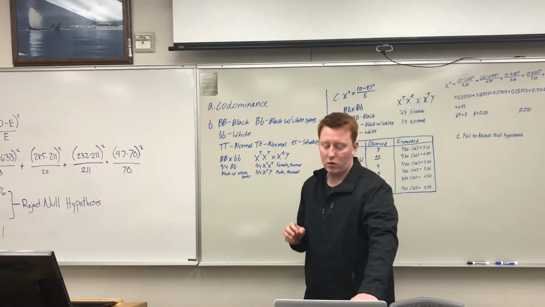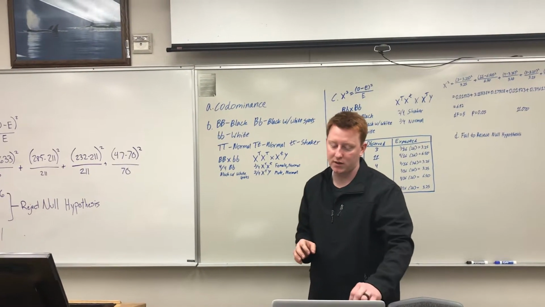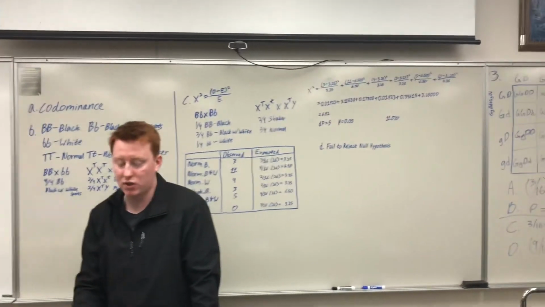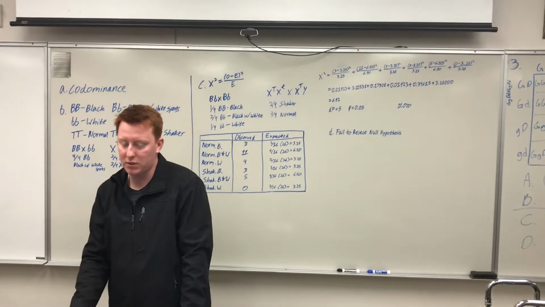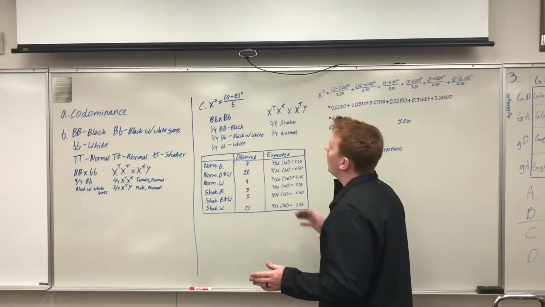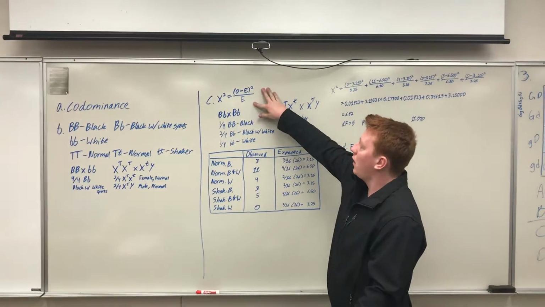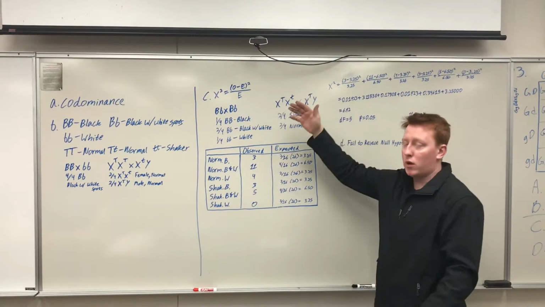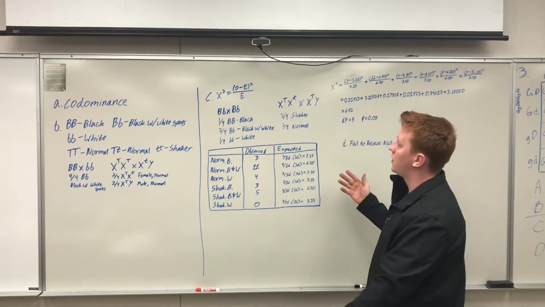For part C, we're performing the chi-square analysis to examine the null hypothesis that the shaker gene is X-linked and the copigmentation is found on an autosome. So we have our chi-square equation right here: observed minus expected squared over expected. Just find the sum of that.